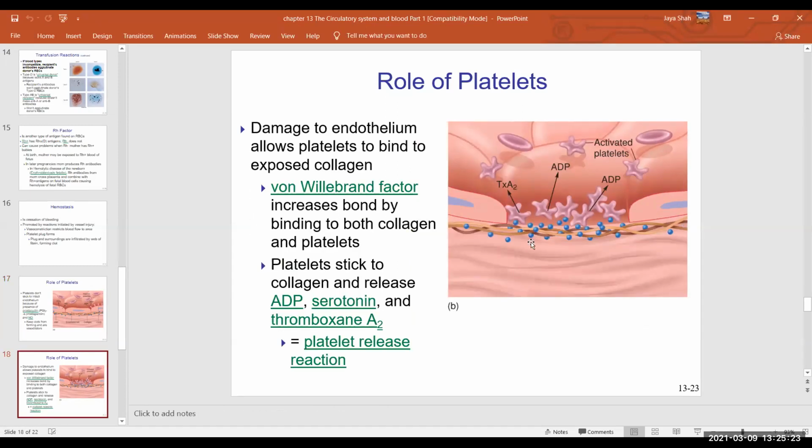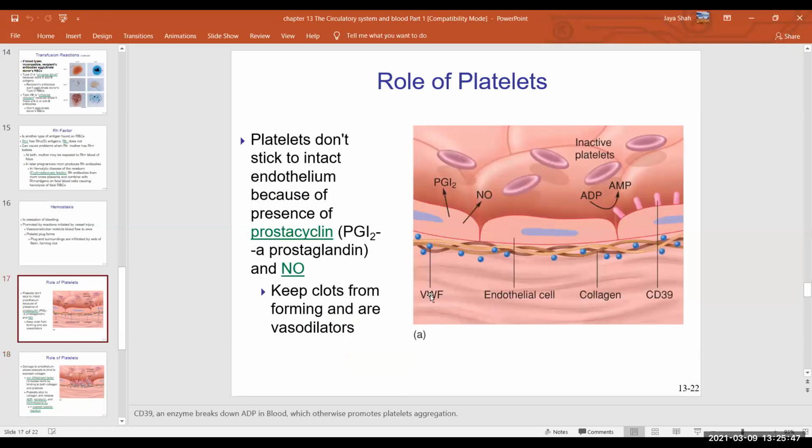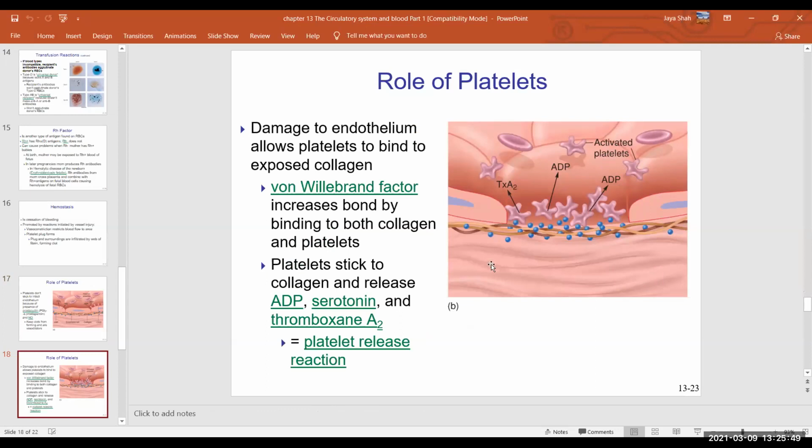Now you have an injury, like, let's see, a cut in the skin. Then what happens? You expose this endothelium and you expose the collagen fibers. So damage to endothelium allows platelets to bind to exposed collagen. You see, exposed collagen. And then see the blue dots, those are called von Willebrand factor.